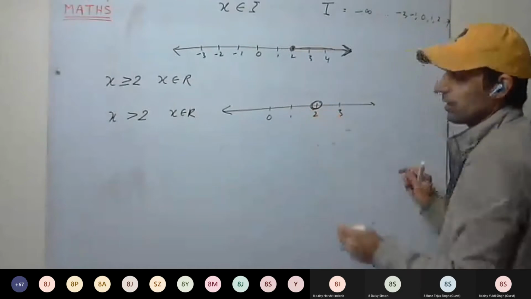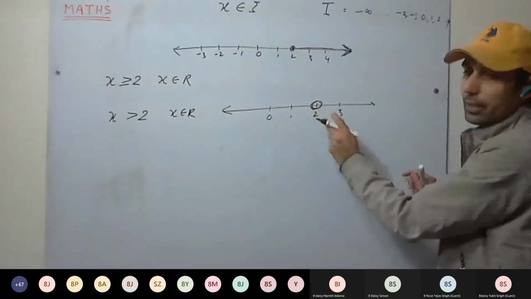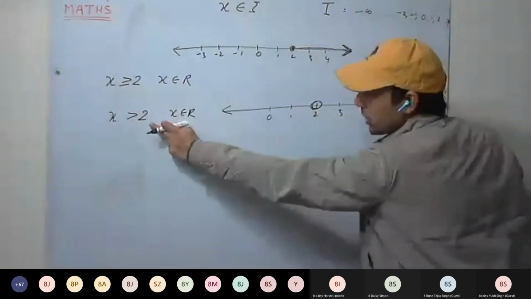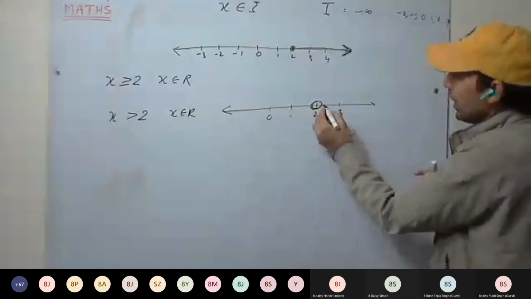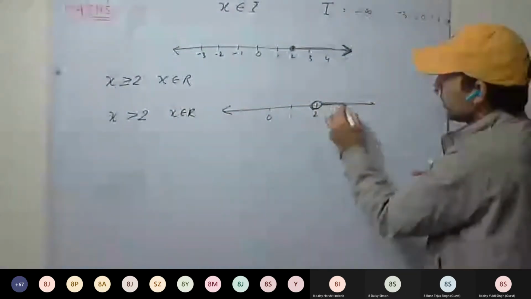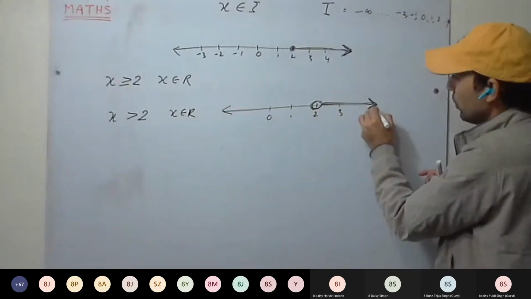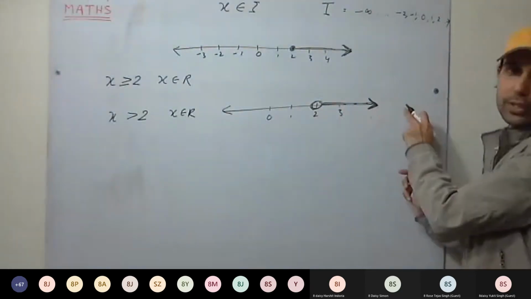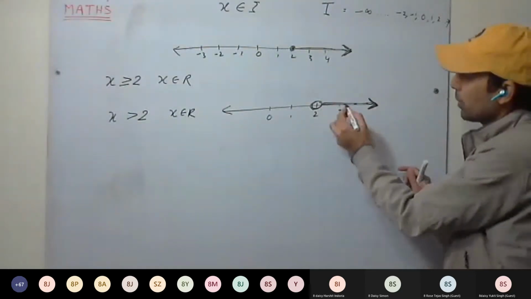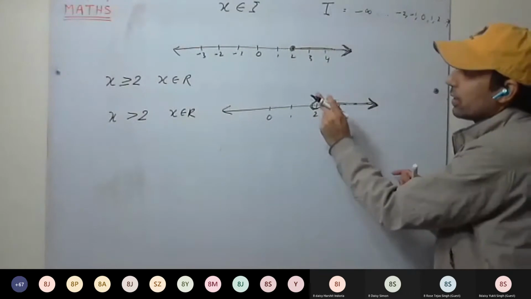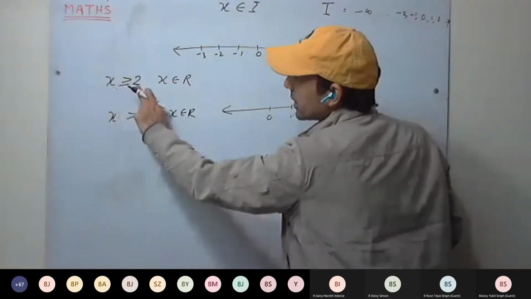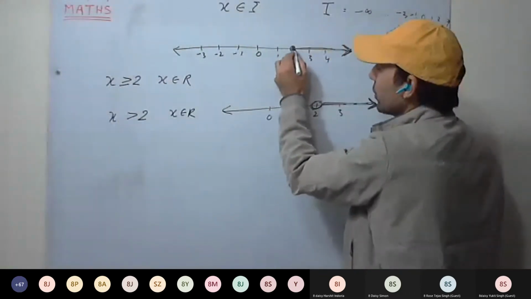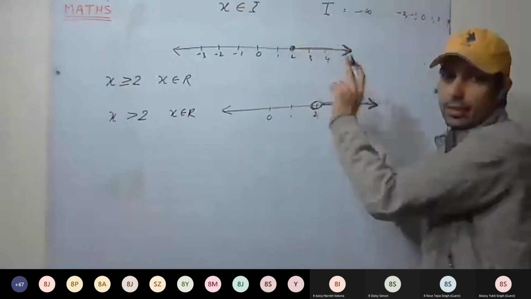You will make a circle. Don't fill the circle. 2 is not included. It is greater than 2. And make this line bold and make the arrow bold. Understood? So all these numbers greater than 2 are included now. Here it is greater than 2 and equal to 2 as well. Therefore, we will fill the circle as well.